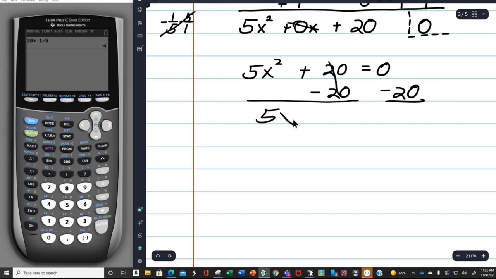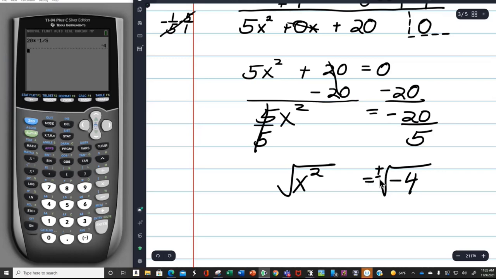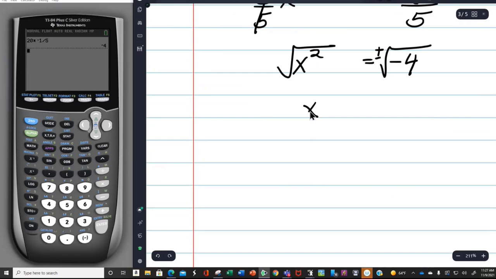So 5x squared equals negative 20, and we divide by 5, and we divide by 5. So x squared equals negative 20 divided by 5 is negative 4. Again, we're going to have a complex number. So x equals plus or minus 2i. So yeah, I mean, we could do this out the long way, but you know, the square root of 4 is 2 and the square root of negative 1 is i. So that's the quicker way to do it.